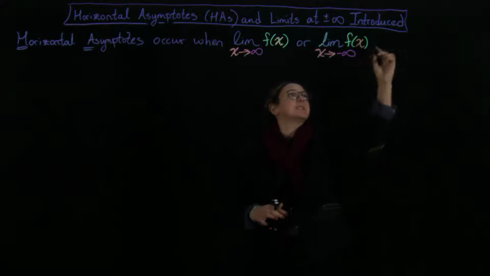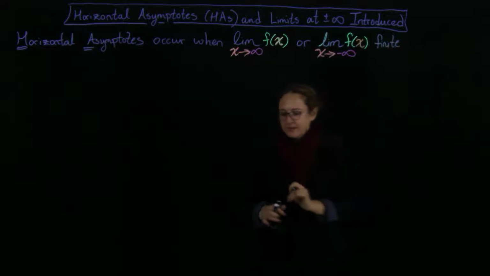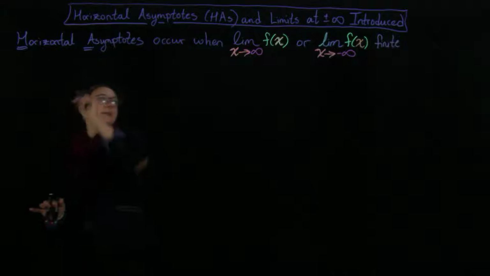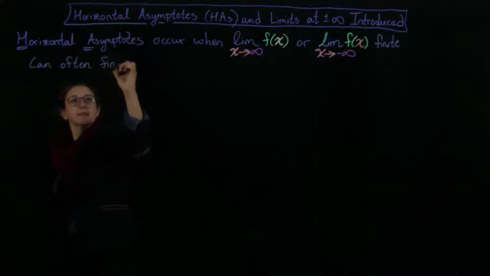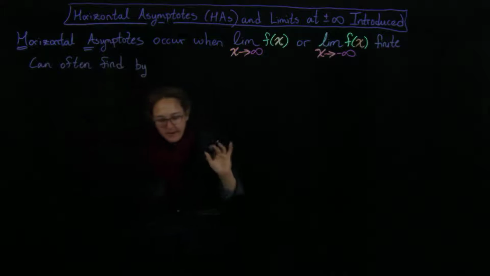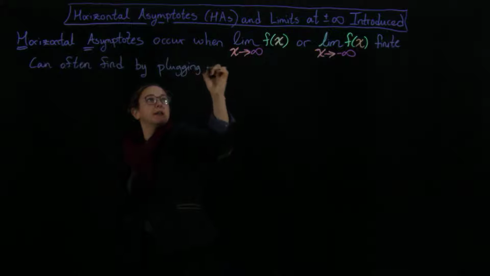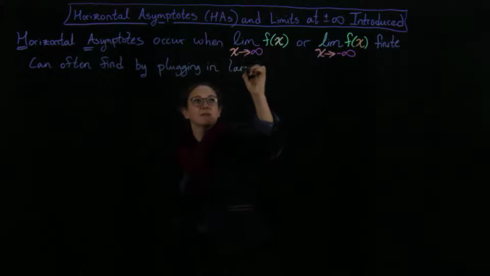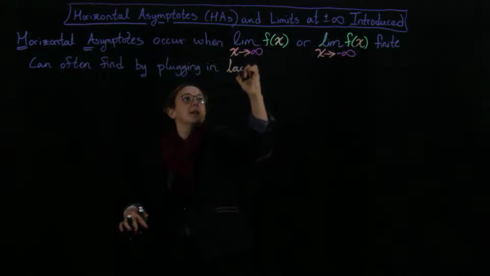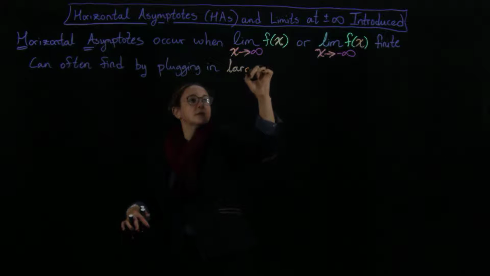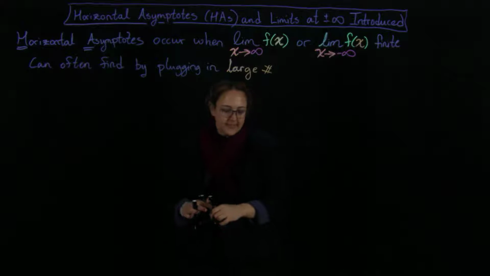when these limits are actually finite, right? And we can often find them by plugging in. So how do we find them? We can often find them by plugging in large numbers. When I'm saying I'm plugging in, I'm talking about x values or input values. So plugging in large numbers, or looking at the graph to see what happens.